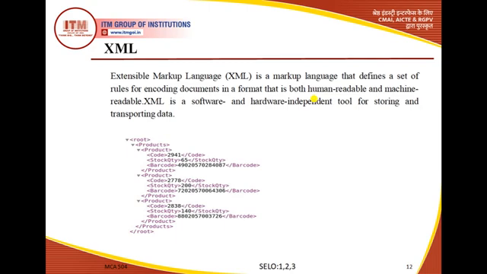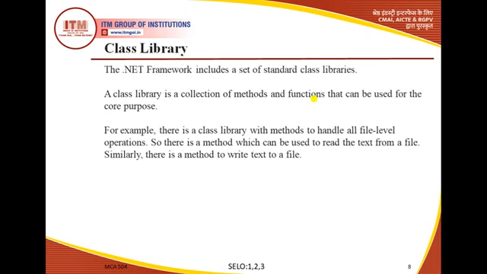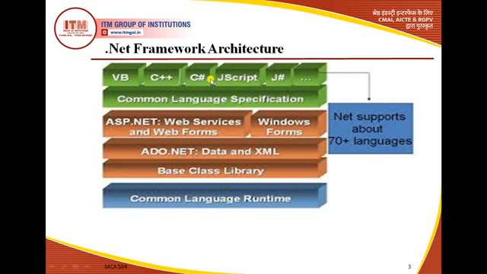Next we'll come to XML. What is XML? In this particular architecture, I'll just come to the architecture first. Here at the very starting I mentioned ADO.NET Data and XML, and ASP.NET Web Services, Web Forms, Windows Forms. Generally these two components come after the base class library, after the framework class library, that is ADO.NET Data and XML, and ASP.NET Web Services, Web Forms, which are created using the ASP.NET technology, and Windows Forms generally created using these languages.